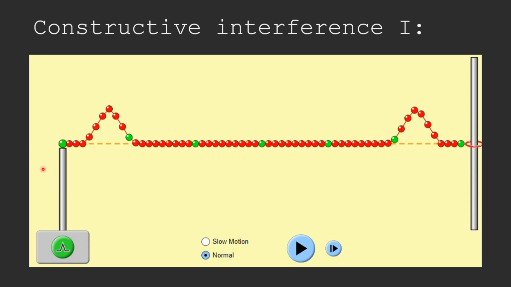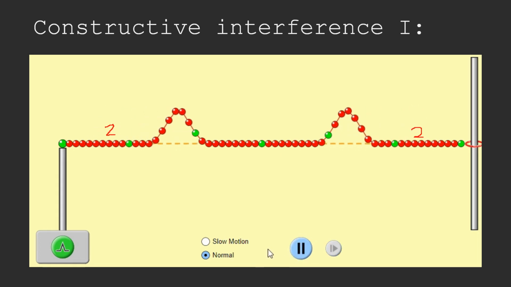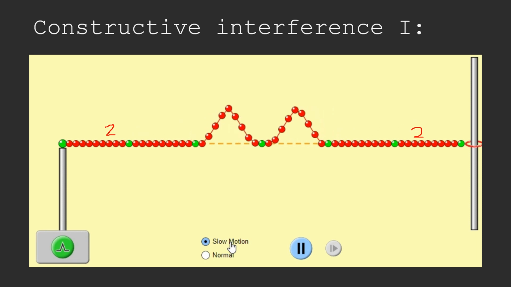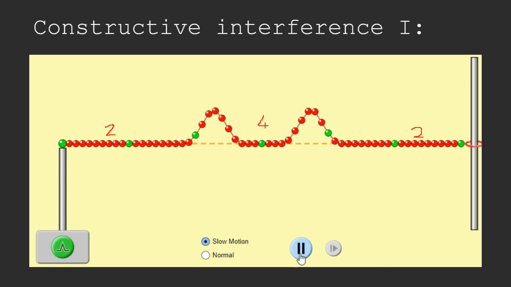Now in this case, we have 2 pulses. Let's say that this one has an amplitude of 2 and this one also has an amplitude of 2. When they meet, we can see then that they get a much greater amplitude. In this case, they would add up to give us an amplitude of 4. And we can see that then both waves carry on in the direction that they were moving before.